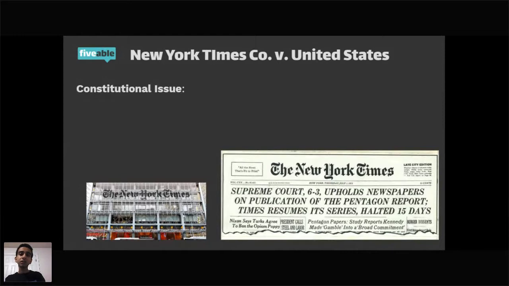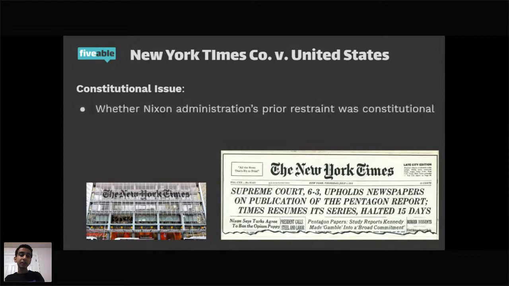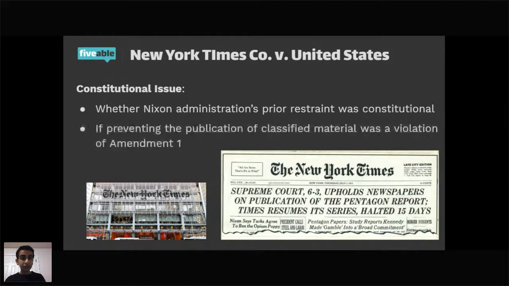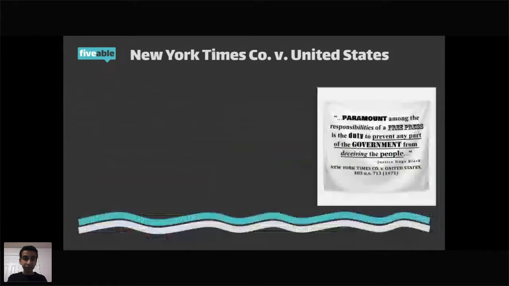So the constitutional issue here was whether the Nixon administration's prior restraint, them saying no, we're not going to release it, was constitutional because of our free speech and free press rights, and whether that was a violation of the First Amendment. All of those liberties that we talked about, especially free speech, free press, and freedom of expression, were the main things people were debating, that there was a clear violation within what the Nixon administration did.